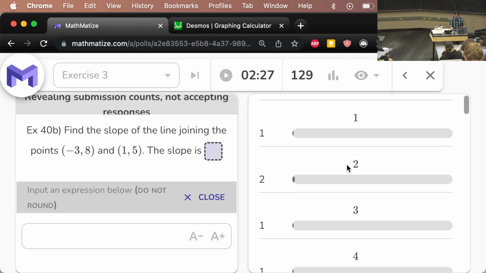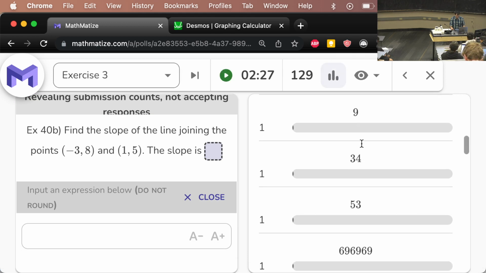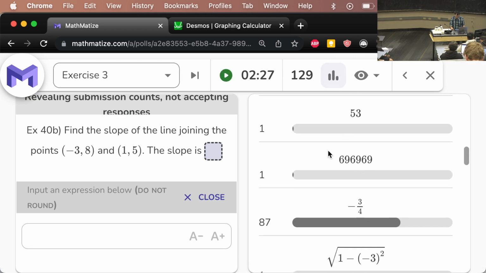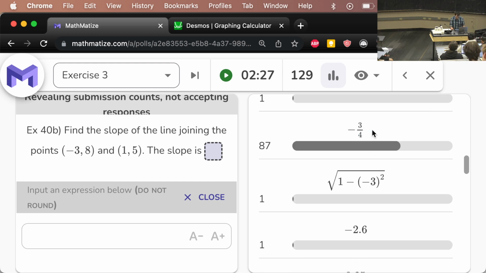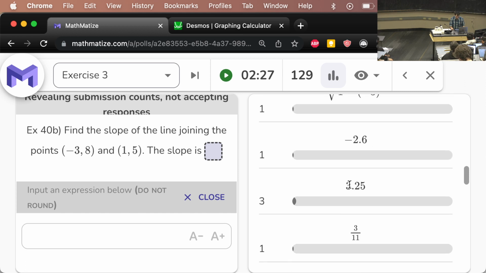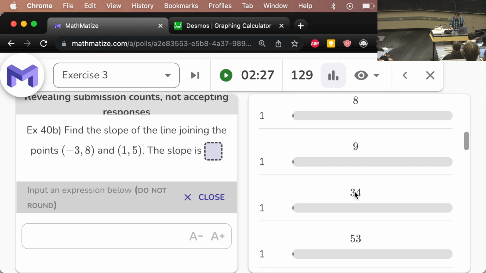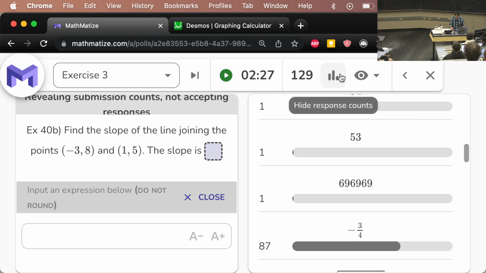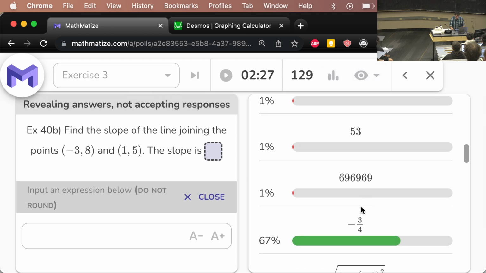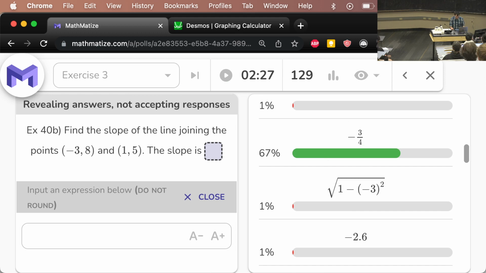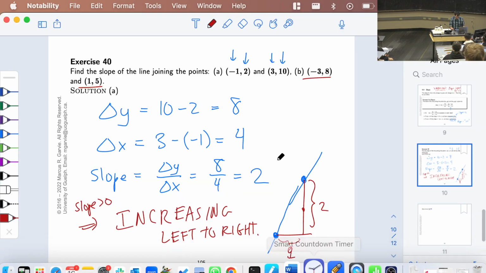Okay, again, we got all the numbers 0, 1, 2, 3, 4, 5, 6, 34, 696,969. That is incorrect. Negative 3/4 is popular. This person found the distance between the points. Remember, we're asking for the slope here. So let's see. No, negative 4/3, that's related to negative 3/4. Negative 3/4 was by far the most popular, and that is the right answer. So if you put in negative 3/4, good for you. Let's see how you do it.